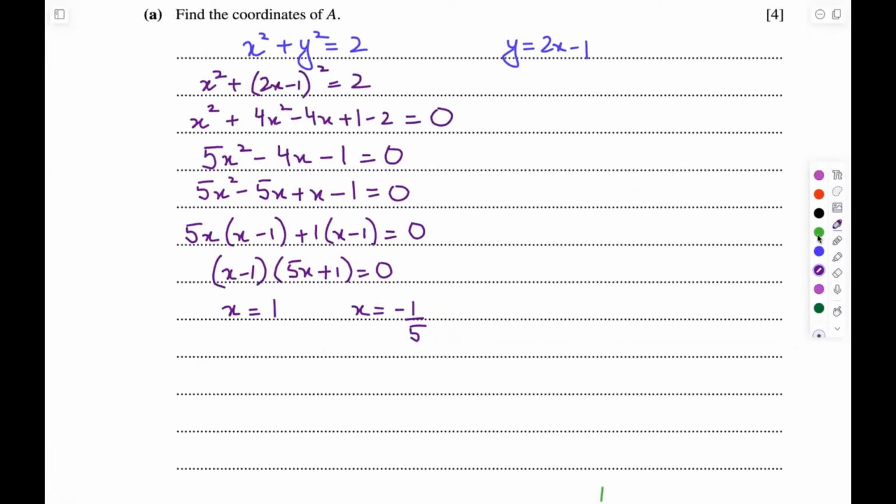To find the y coordinate, we'll substitute x equals 1 into either the equation of the line or the equation of the curve. So taking the equation of the line, which is y equals 2x minus 1, this will be y equals 2 into 1 minus 1. So the y coordinate will be 1. Finally, the coordinates of A will be (1, 1).